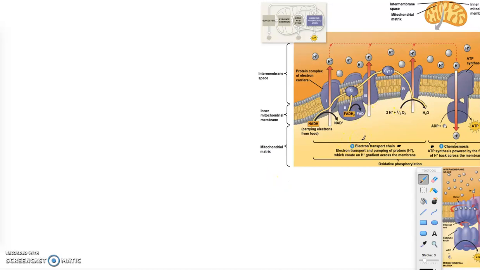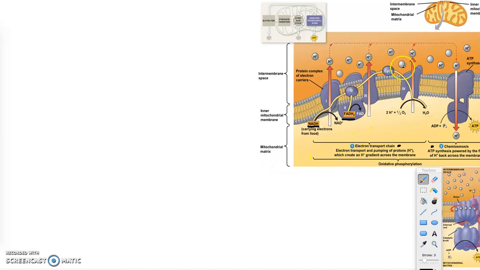The way this is going to work is we're going to have some energy coming from both glycolysis and the citric acid cycle. Those are going to be in the form of NADH, shown here, and FADH2, shown here. And these are those high energy electron carriers. They're going to then pass those along to the electron transport chain.